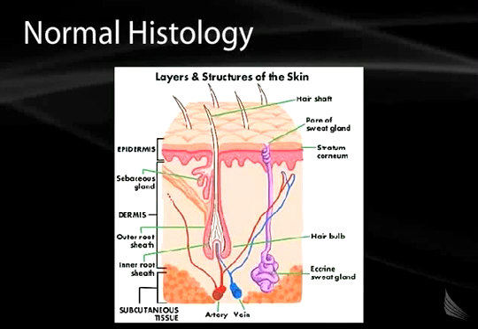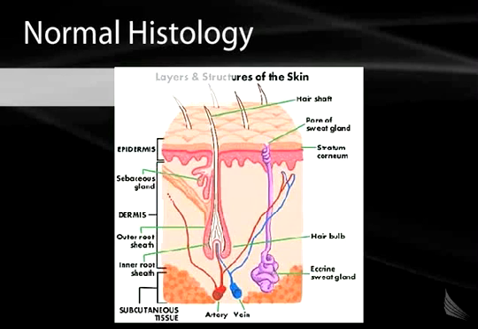The normal histology of the skin is important to understand. There are layers and structures such as appendageal structures, hair shafts, eccrine glands, vessels, and nerves, which are important components of the skin.